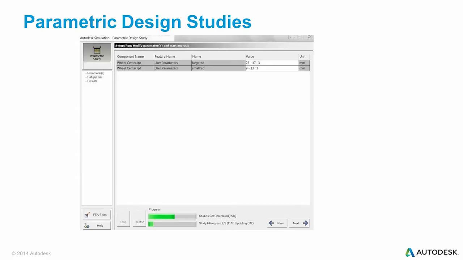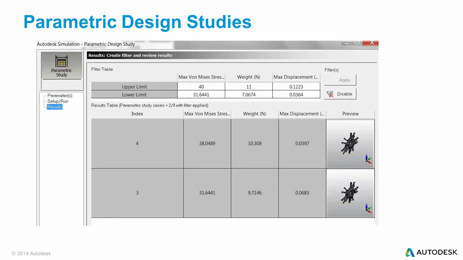And it will quickly run all those combinations of radii. And it will report the stresses, weight and displacement for each configuration. And you can put in an upper and lower limit, and it will show you which configurations meet those limits. And if you click on the index number, it shows you the results.